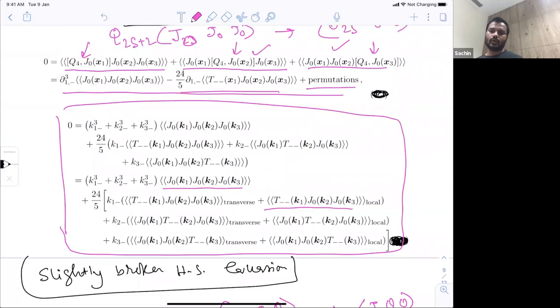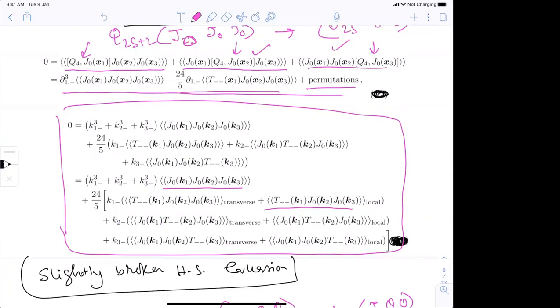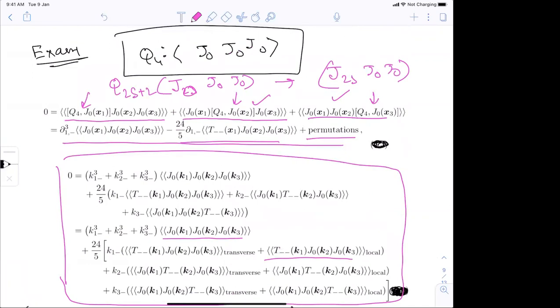Hence, you would be able to solve it, okay? Because you have to use the other Ward entities too. The Ward entities are higher. That is why it becomes algebraic, because it is constrained by other Ward entities.